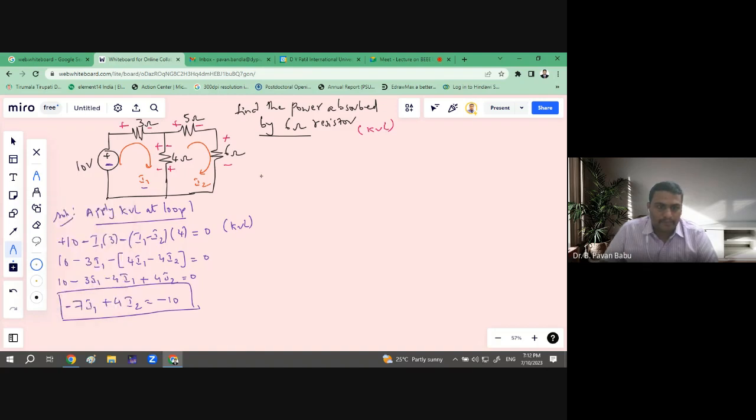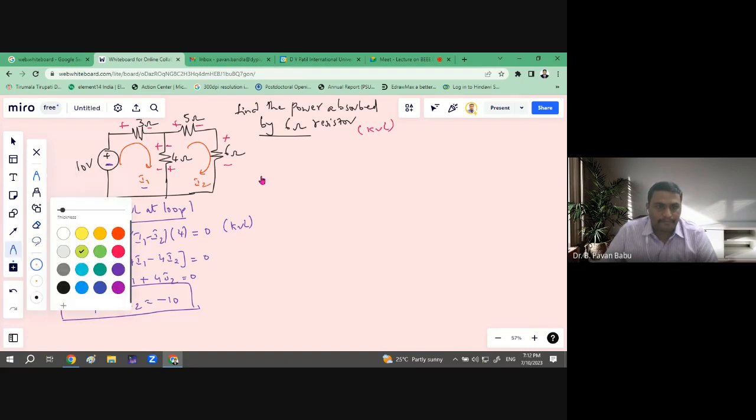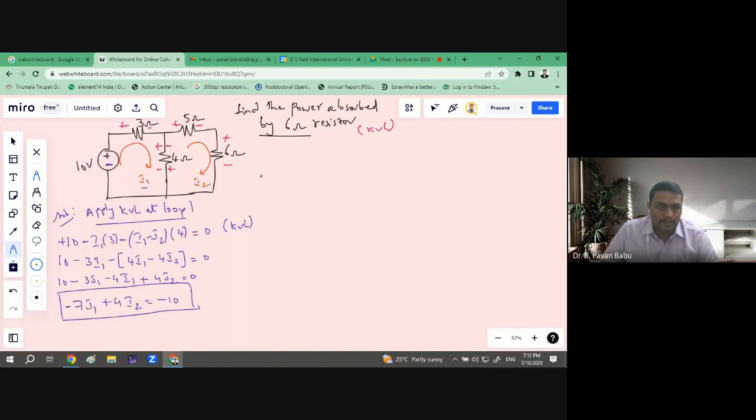It is in the form of a1 into x plus b1 into y equal to constant. So it is in this form. Let it be equation 1.